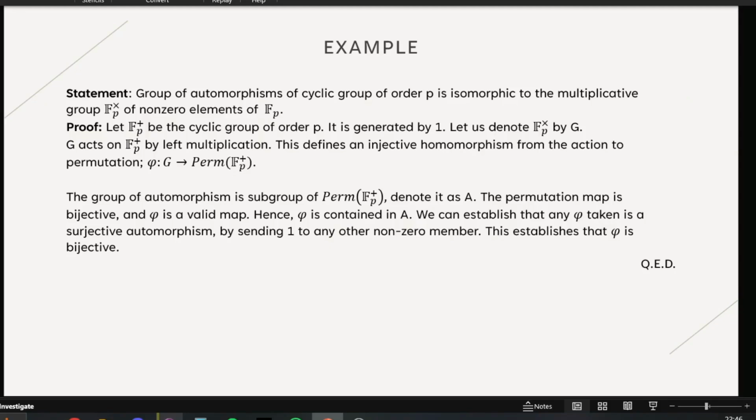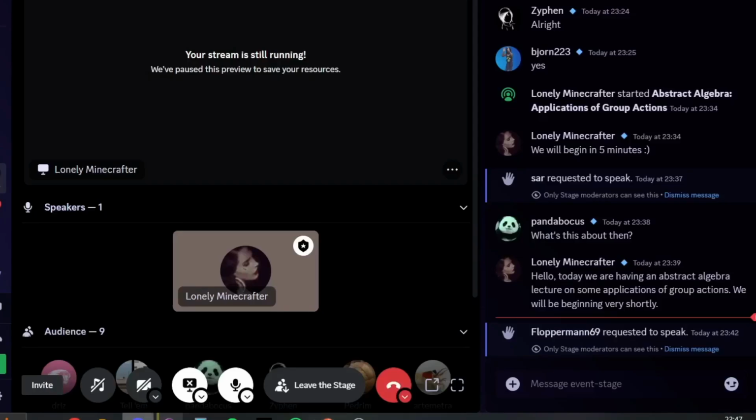There are two other examples which are similar to this, which use the bijective correspondence between the action and the homomorphism. I should check.